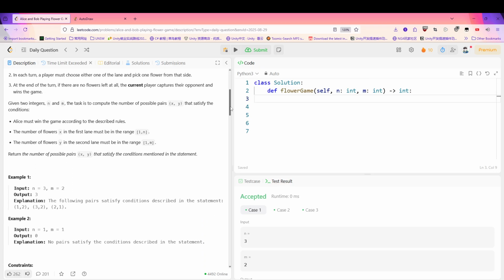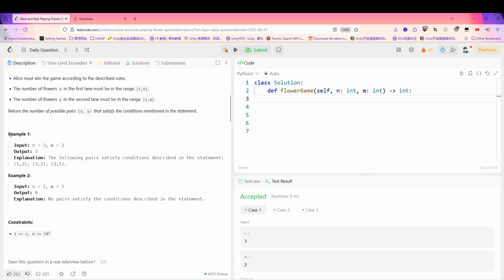and vice versa for Bob, right? So given two integers n and m, the task is to compute the number of possible pairs x and y that satisfy the conditions. The first one is Alice must win the game according to the described rules. The second one is the number of flowers x in the first lane must be in the range 1 to n. Remember, it's inclusive. The third one is the number of flowers y in the second lane must be in the range 1 to m, also inclusive. We're going to return the number of possible pairs x, y that satisfy the conditions mentioned in the statement.